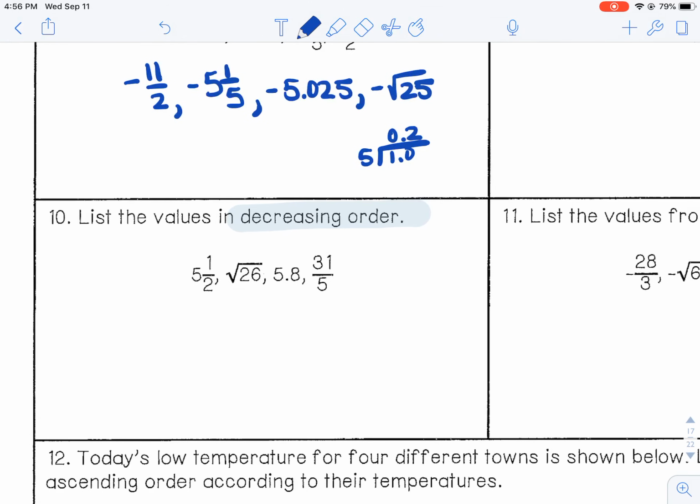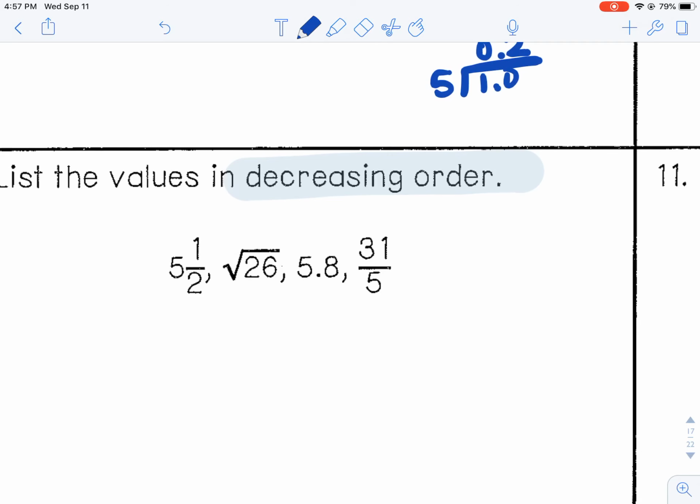The last one, number 10, list the values in decreasing order. So again, this is going to be the greatest to the least. I hope that you know that 5.5 in decimal form is 5.5. If not, chop down the tree. Square root of 26 is very close to the square root of 25, which is a perfect square that gives you 5. So I'm going to estimate that this one is like 5.1. 5.8 is already in decimal form, so that's nice.